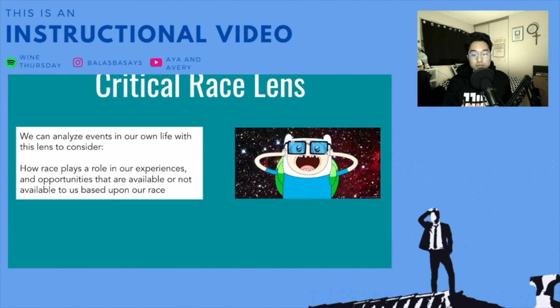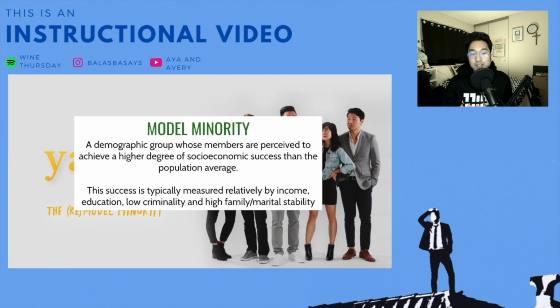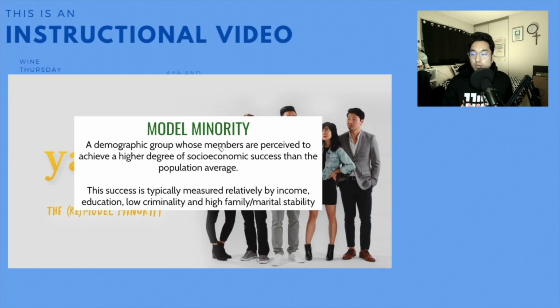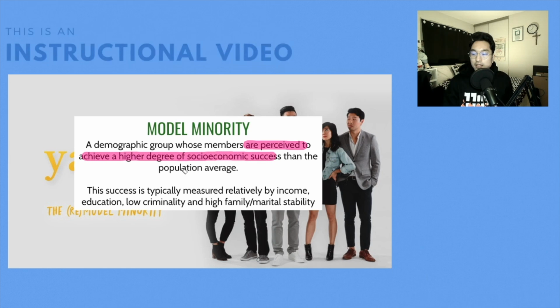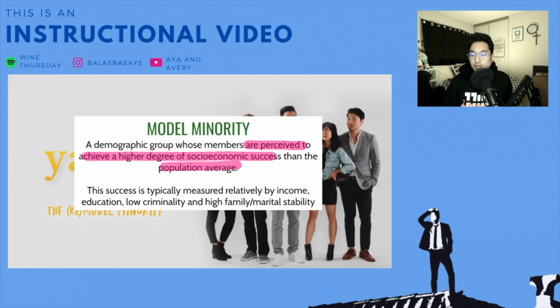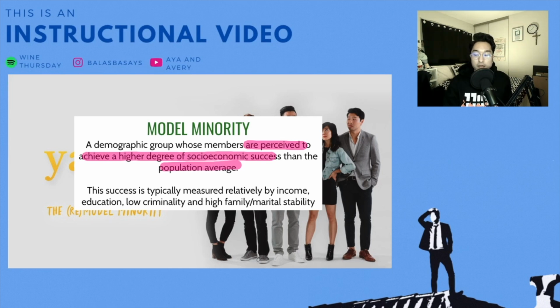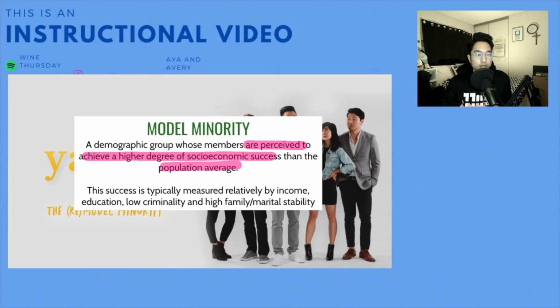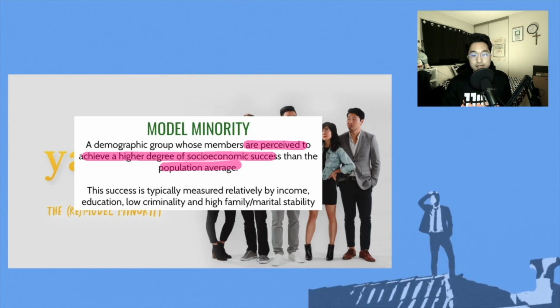One specific way we'll be looking at how race plays a role in one's experience, in this case for The Hate U Give, we're going to keep in mind a concept known as the model minority myth. This is a concept that considers a demographic group whose members are perceived to achieve a higher degree of socioeconomic success than the population average. This success is typically measured by income, education, low criminality, and high family marital stability. Oftentimes, the model minority myth refers to Asian American communities, like how Asians are good at math, or there's an abundance of Asian doctors. There aren't really many Asian criminals that are seen on the news. They're supposedly passive and get things done.